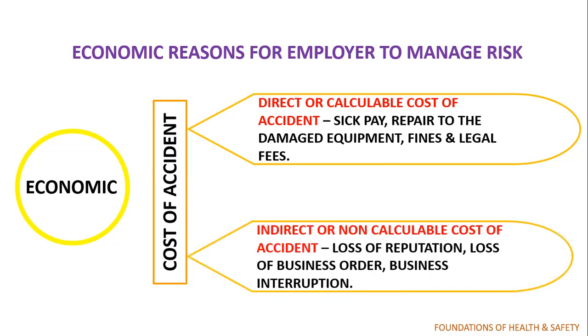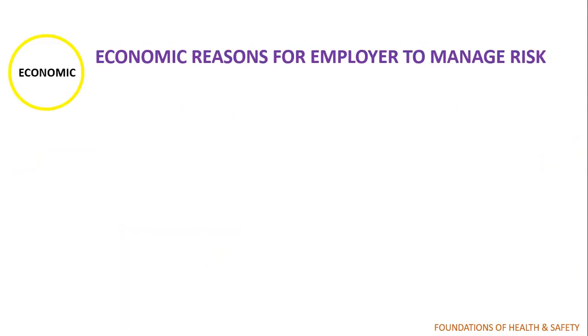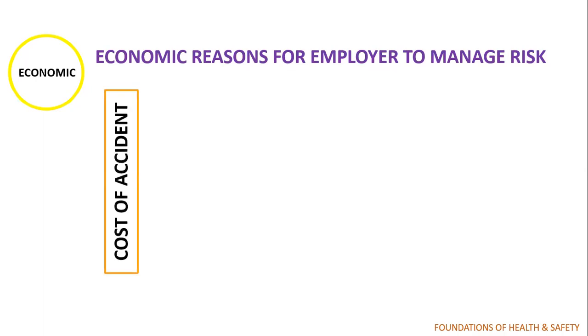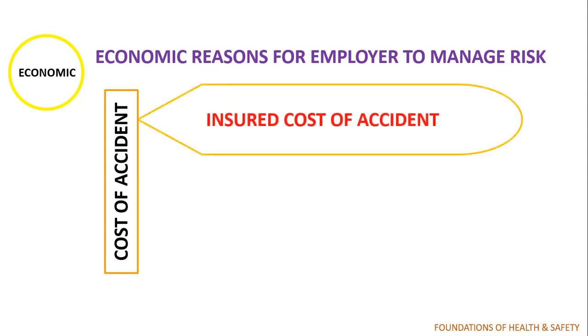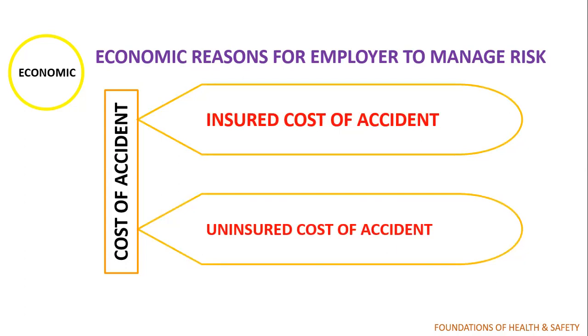Next is the indirect or non-calculable cost of accident. So it is the indirect cost and it cannot be calculated, like the reputation loss, the loss of business orders, the business interruption. So this cannot be insured also. Now another category of the cost of accident are the insured cost of accident and uninsured cost of accident.